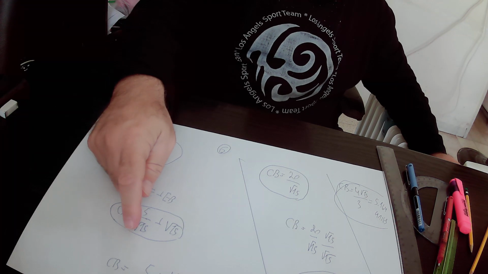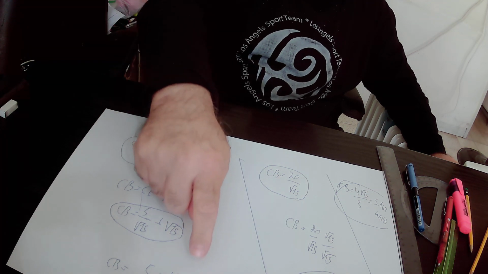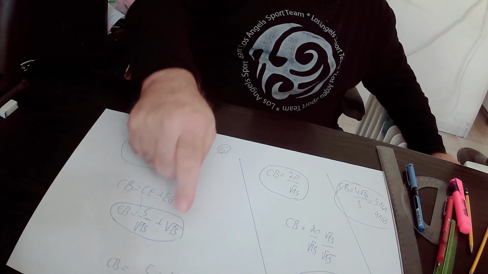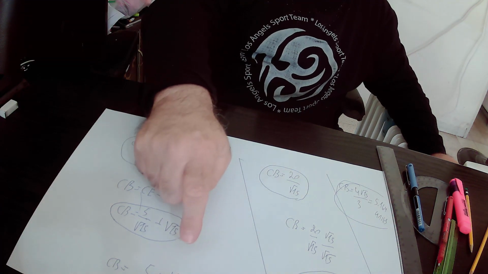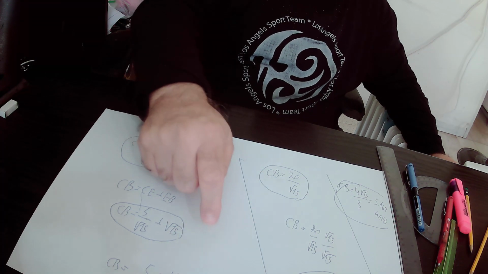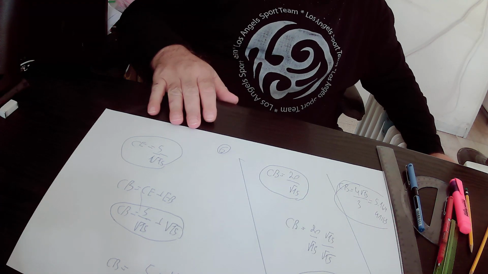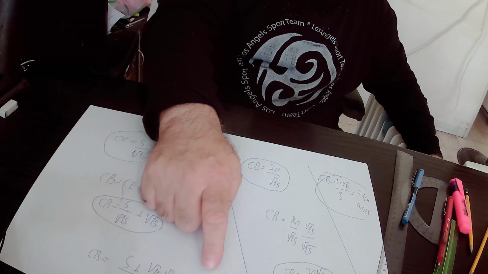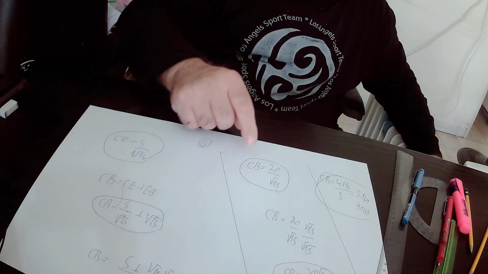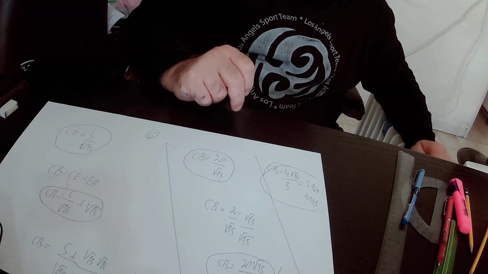So here CB equals 5 over the square root of 15 plus the square root of 15 times the square root of 15 over the square root of 15. In the numerator we have 5 plus the square root of 15 times the square root of 15, which is 15. In the denominator we have the square root of 15. In the numerator we have 5 plus 15, that is 20. In the denominator we have the square root of 15. So in conclusion, CB equals 20 over the square root of 15.